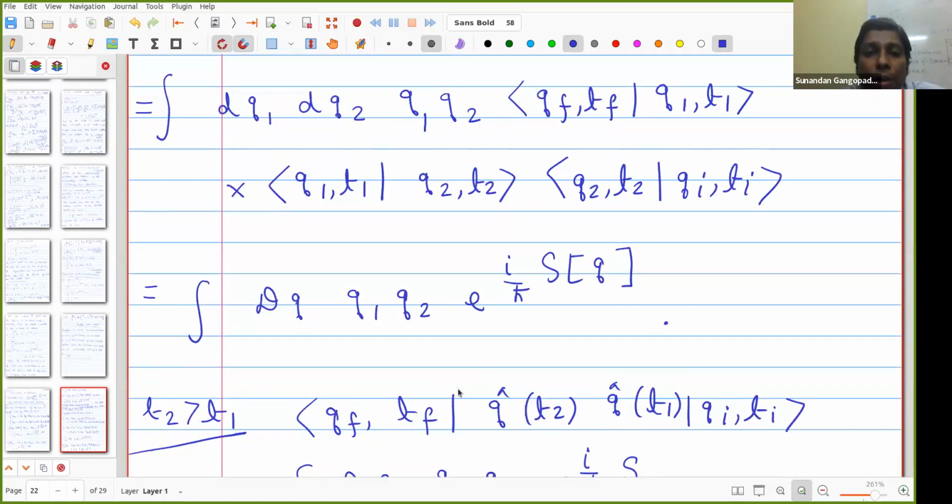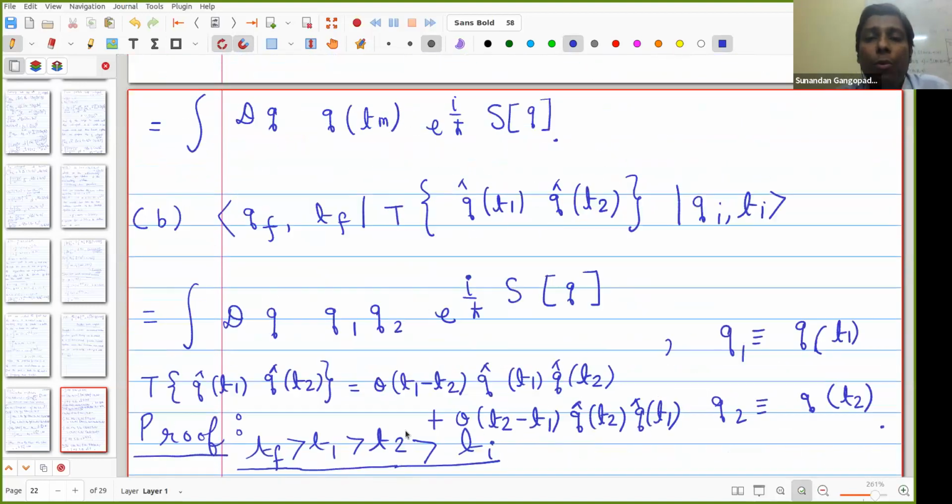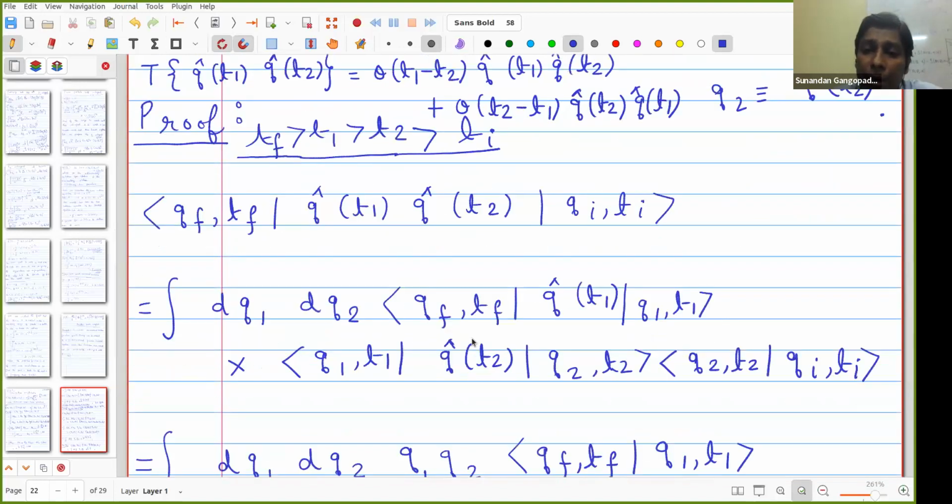And therefore, you can combine both the results that we have obtained, both for t1 greater than t2 and t2 greater than t1. If you combine both the results, you can write that the matrix element of the time ordered product of these two operators defined at these two times t1 and t2, between these two states qi ti and qf tf, is given by the following path integral representation. This is a very important result.